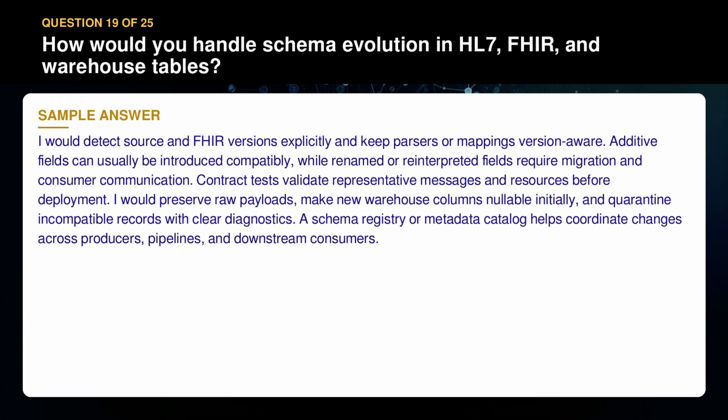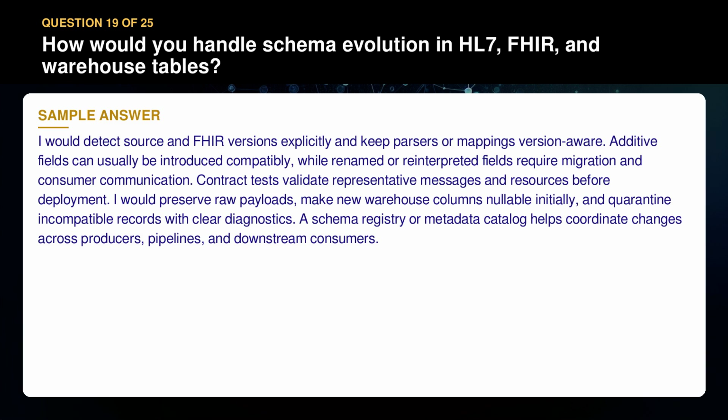Question 19. How would you handle schema evolution in HL7, FHIR, and warehouse tables? I would detect source and FHIR versions explicitly and keep parsers or mappings version aware. Additive fields can usually be introduced compatibly, while renamed or reinterpreted fields require migration and consumer communication. Contract tests validate representative messages and resources before deployment.